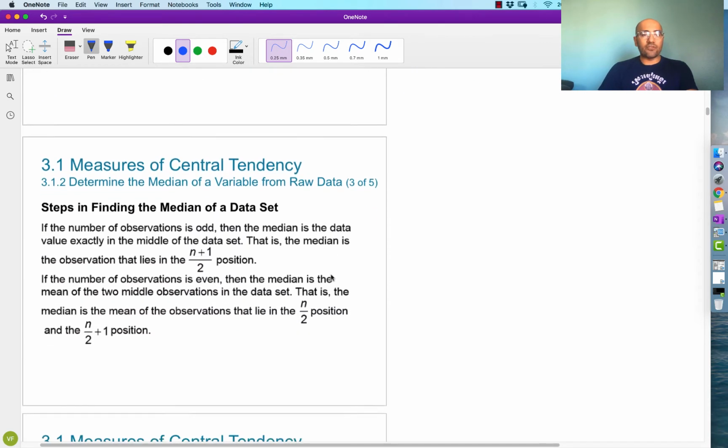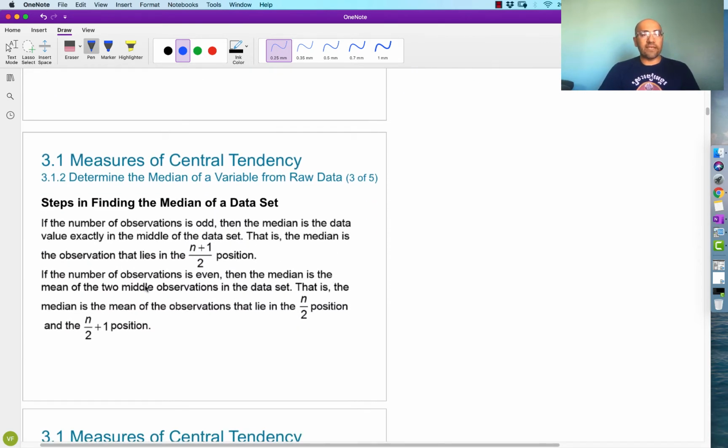That's going to break up into 2 different sets of instructions based on whether there are an odd number of entries or an even number of entries. Okay, so if the number of observations is odd, just like in the previous 2 examples I just did, one of them had 5 entries, one of them had 7 entries, then the median is the data value exactly in the middle of the data. That is the observation that lies in the (n+1)/2 position, right?